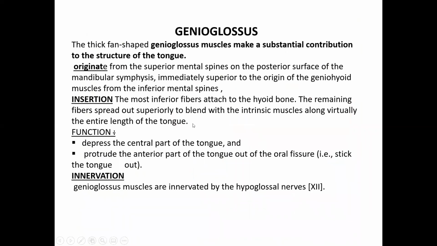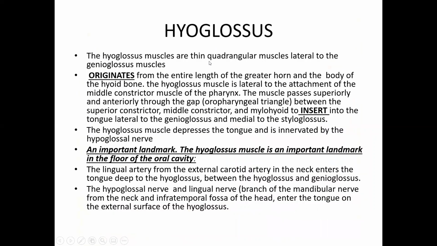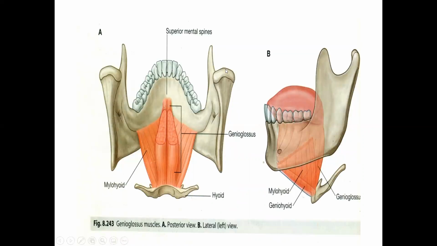So the genioglossus we will discuss. Previously, we discussed the genioglossus. Sorry, we cannot discuss the genioglossus. Genioglossus muscle makes the bulk of the tongue and it originates from the superior mental spine. You can see here, they take origin from the superior mental spine.